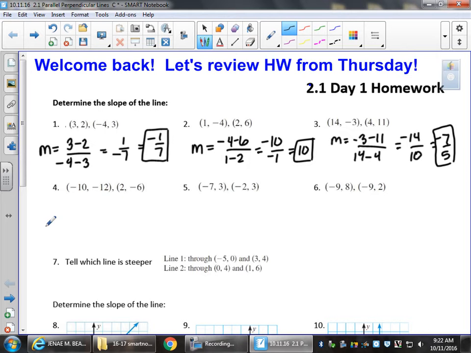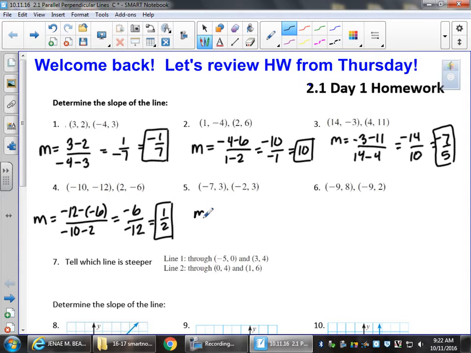-7/5. Very good. Number 4. -12 minus parentheses -6. Yep. Good job for the parentheses. Divided by -10 minus 2. Good. -12 plus 6 becomes a -6 divided by -12. That simplifies to 1/2.